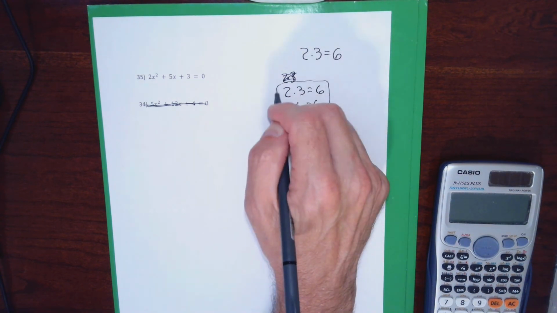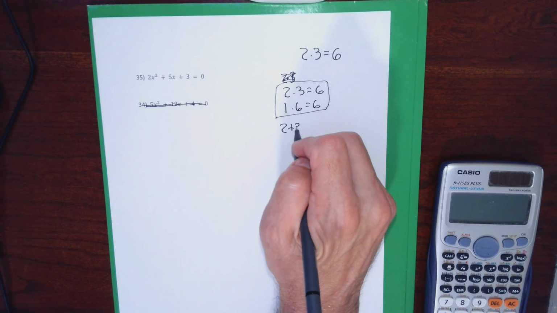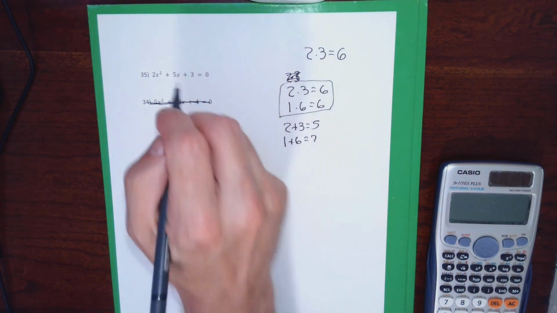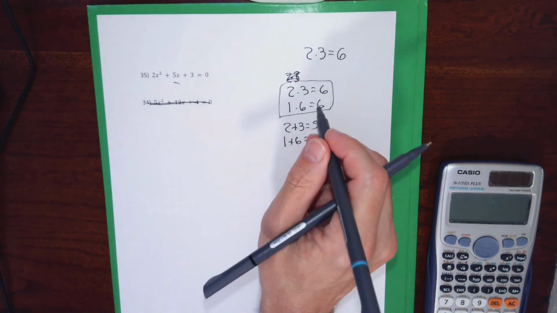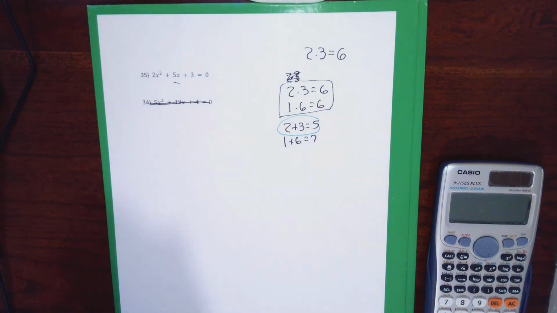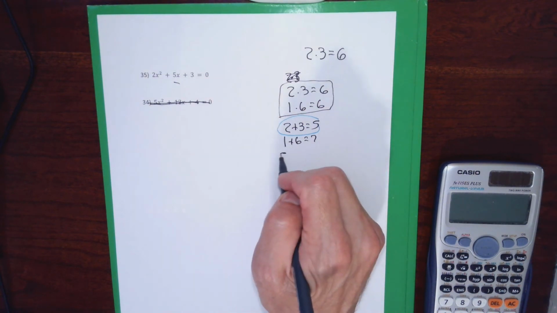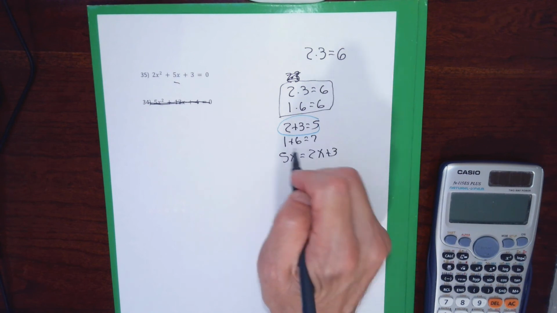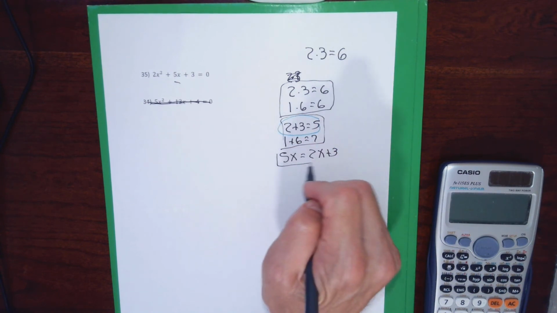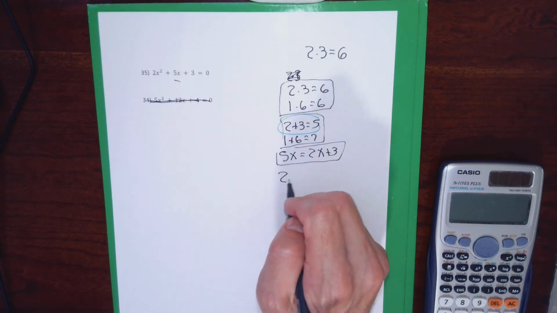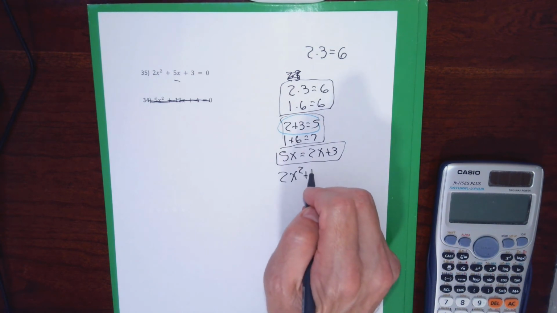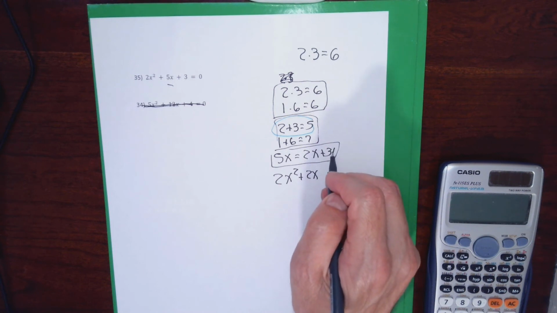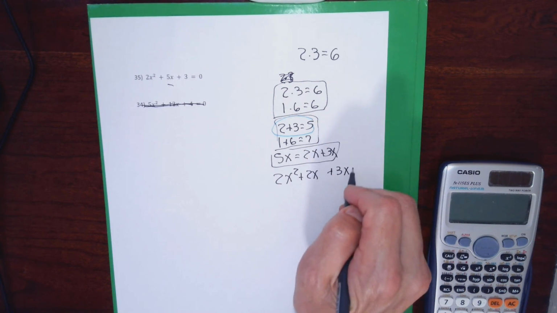Then I'm going to add them. 2 plus 3 is 5. 1 plus 6 is 7. I'm striving for that 5, so I'm going to use the 2 and the 3. I'm going to rewrite the 5x as 2x plus 3x. And so I'm going to take the problem 2x squared plus 5x plus 3 and write it as 2x squared plus 2x plus 3x plus 3.